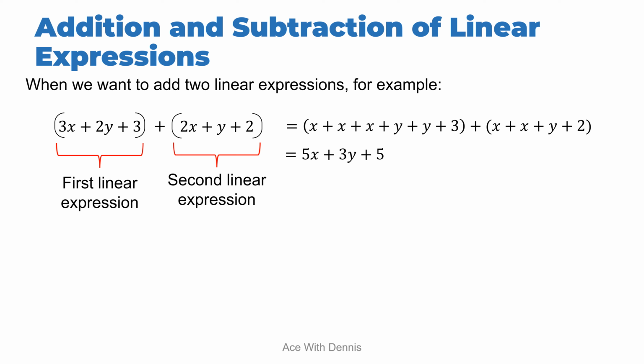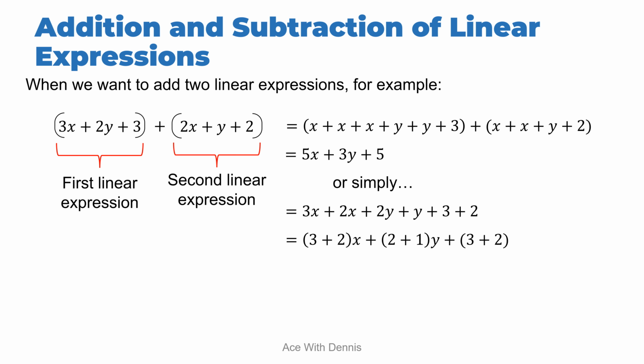Of course, doing it this way is very troublesome because we have to write the x and y many times. We can just simply rearrange the like terms side by side together. So for this case, we get 3x plus 2x plus 2y plus y, then the constant terms 3 plus 2. Then we can combine the coefficients together. So we have (3 plus 2)x plus (2 plus 1)y plus (3 plus 2). And the answer is 5x plus 3y plus 5.